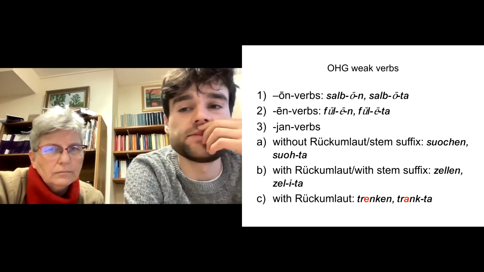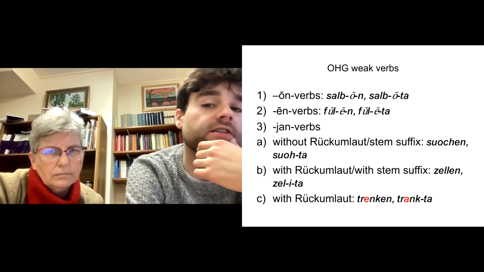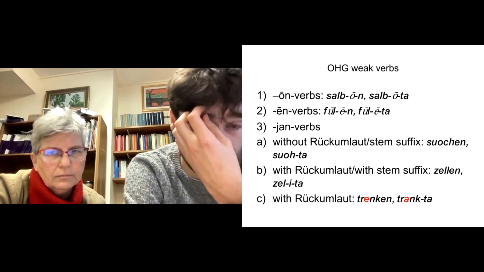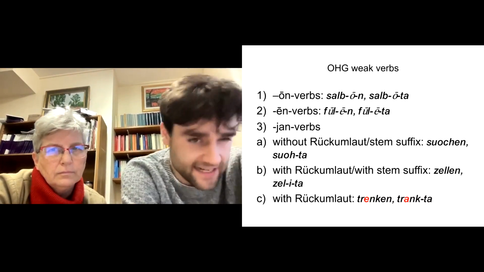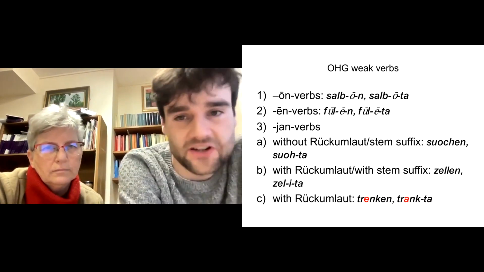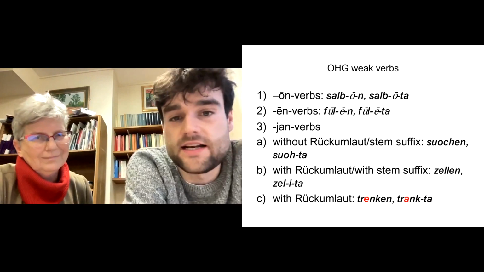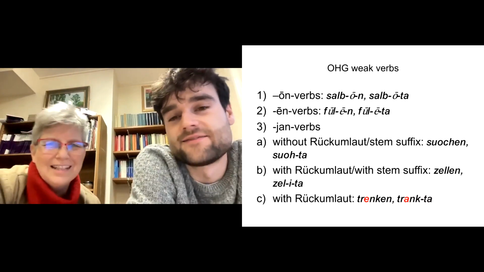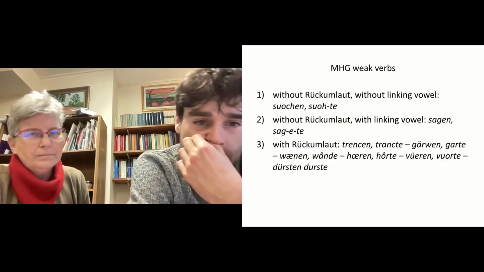Old High German -jan verbs can be further subdivided according to two criteria. Firstly, according to the presence or absence of the stem suffix, and secondly, according to the occurrence of an alternation of the root vowel, which is misleadingly called Rückumlaut, or reverse umlaut, and goes back to primary umlaut, the remains of which are still present in New High German. For instance, in senden, sandte, or nennen, nannte.